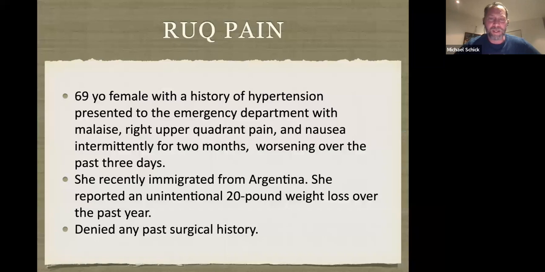So this case is from an adult patient, but I've seen plenty of pediatric patients of the same thing. This was a 69-year-old female with history of hypertension, presented to the emergency department with malaise, right upper quadrant pain, nausea. It was intermittent for 2 months and worsened over the last 3 days. She recently immigrated from Argentina. She reported an unintentional 20-pound weight loss over the past year, denied any past surgical history. So I know a lot of things come to mind, especially with that weight loss.